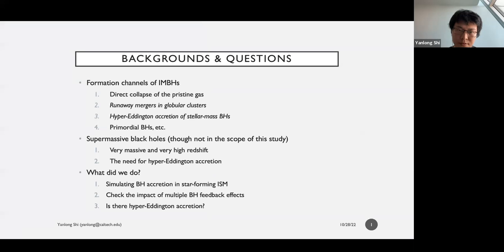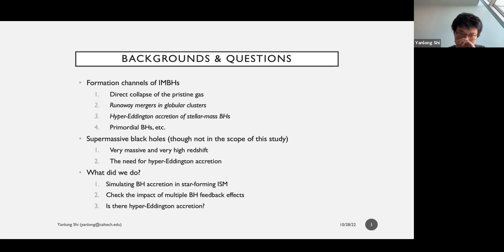The first thing is intermediate mass black holes. There are some formation channels for intermediate mass black holes, and they are also observed, but we are not sure about their formation. There are several channels, for example direct collapse and runaway mergers. And moreover, one very interesting idea is that some stellar mass black holes experience Hyper-Eddington accretion, which can form intermediate mass black holes.